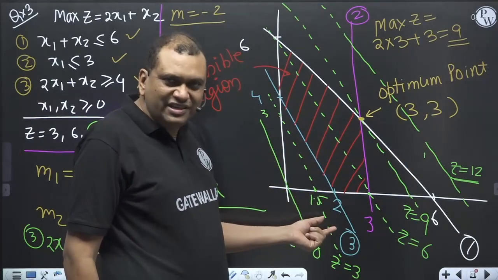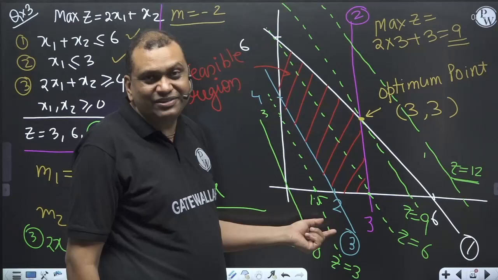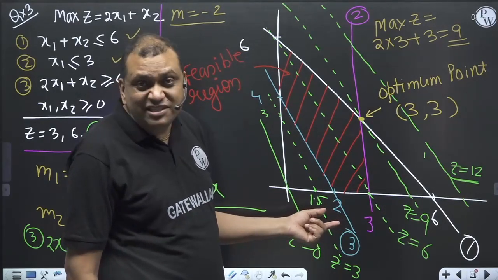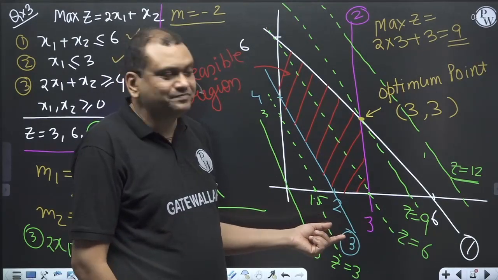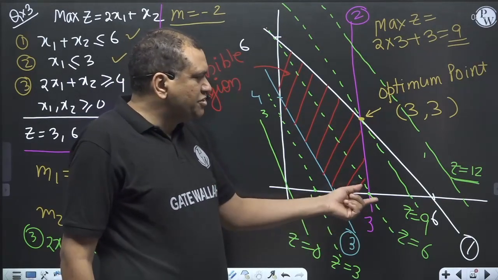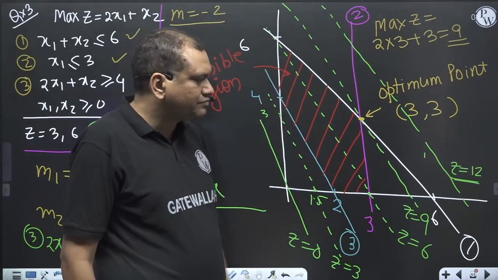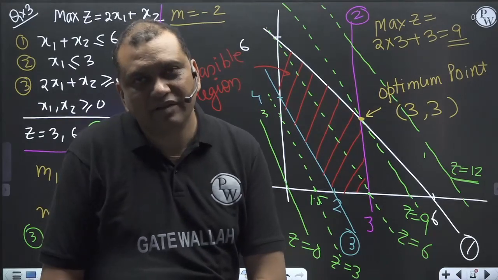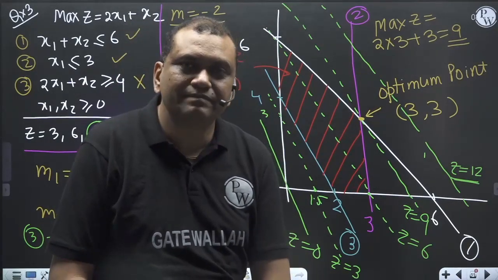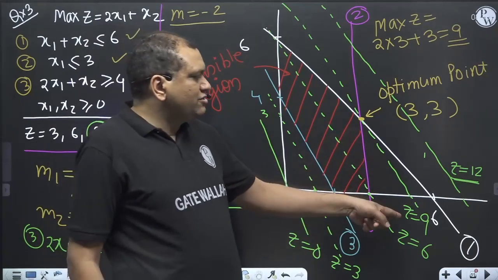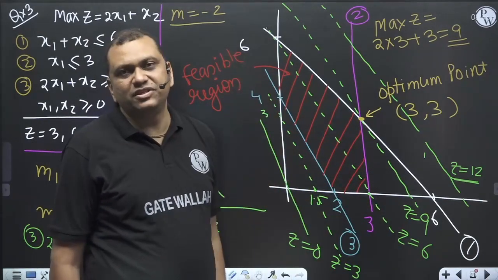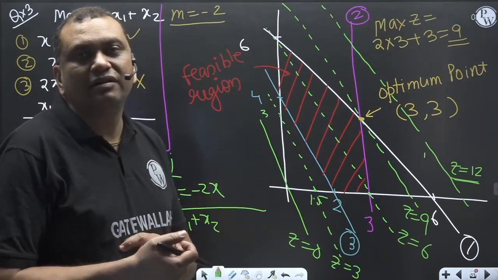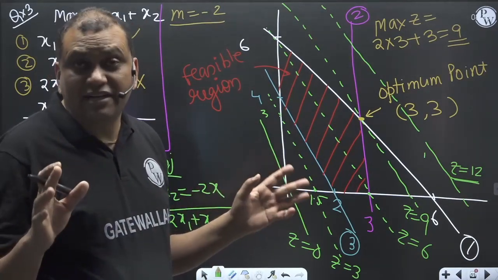Z equals 3 is also not a feasible solution because the objective function line is not appearing in the feasible region. Z equals 6 is going through the feasible region, so it's a feasible solution. And Z equals 9 is an optimum feasible solution. Okay, is that all right with everyone?